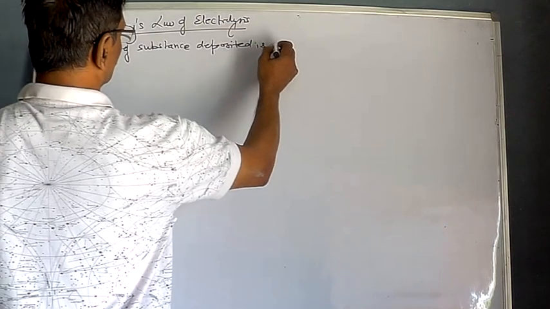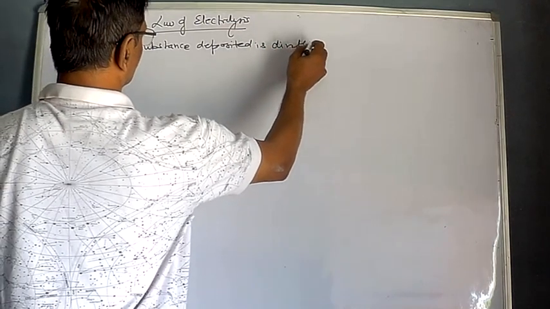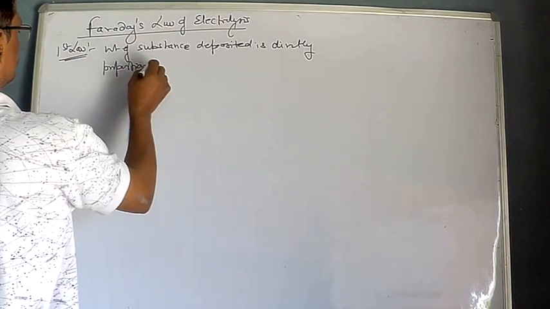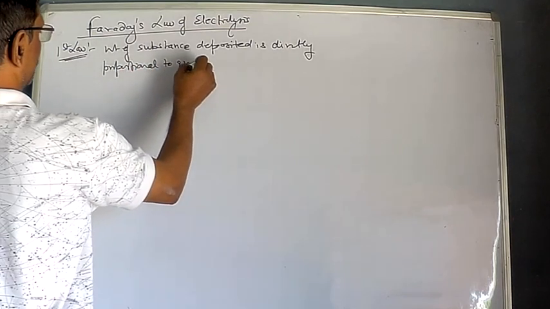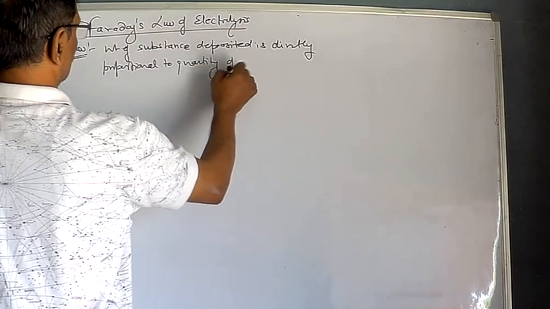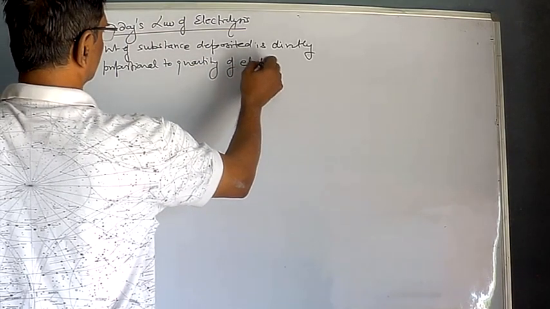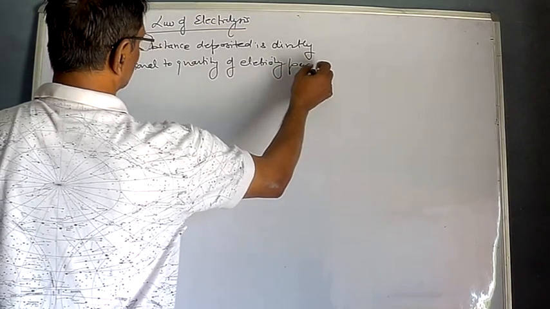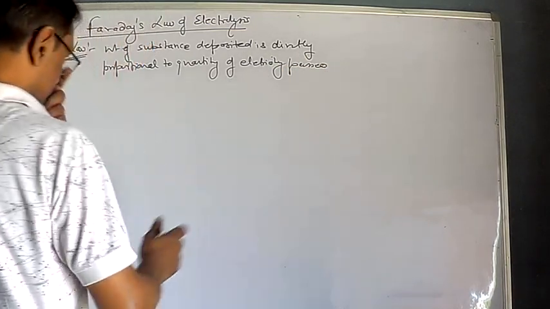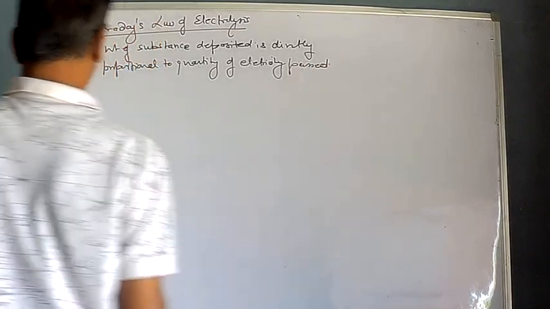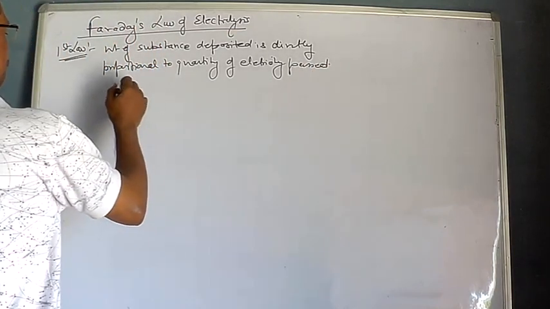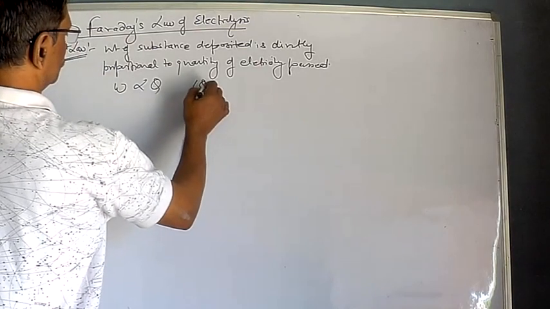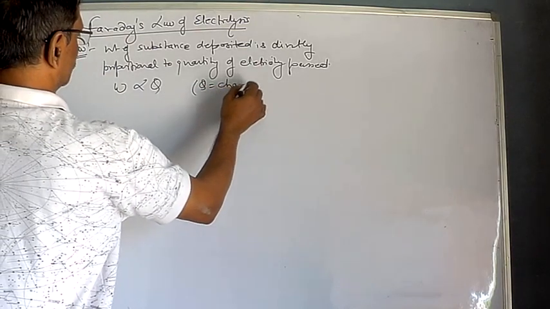is directly proportional to the quantity of electricity passed. So W is directly proportional to Q. So what is Q? Q is your charge in coulomb.